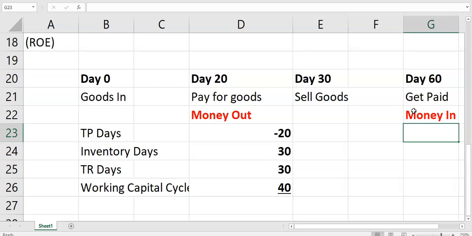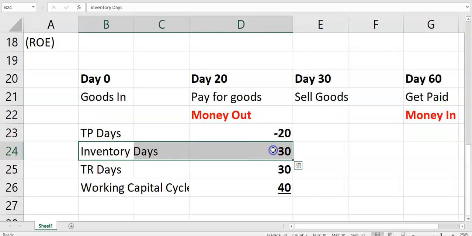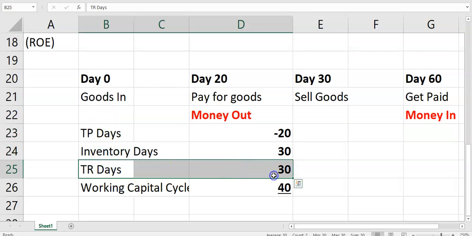Now, every industry is different because different industries hold different amounts of inventory and offer different trade credit, so you have to compare like with like. But that's the key thing about the working capital cycle: when do you pay for the goods and when do you get the money in? The bigger the difference between those, the more difficult it is and the more expensive it is, because you're going to have to finance that through an overdraft, etc.